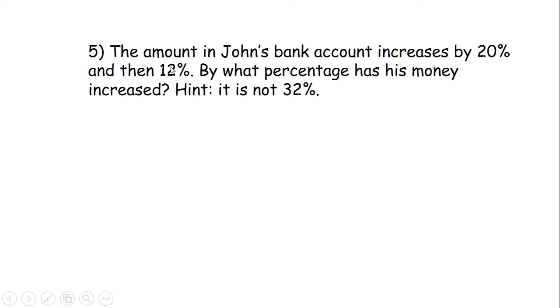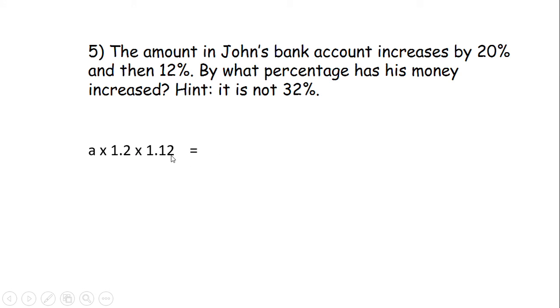Okay, the amount in John's bank account increases by 20% and then 12%. By what percentage has his money increased? Hint, it is not 32%. Okay, so the amount increased by 20%. And then that amount increased by 12%. So these are the multipliers we use.